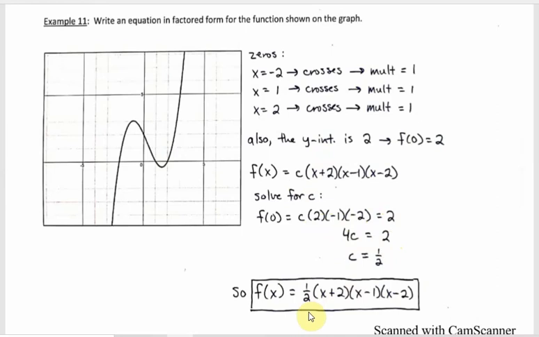All right, well then f of x would be 1/2 times x plus 2 times x minus 1 times x minus 2. You can multiply that part out if you want to, but the concept part we've got, and I don't really have the room underneath that to multiply it out. So for that reason, I kind of just left this one factored.